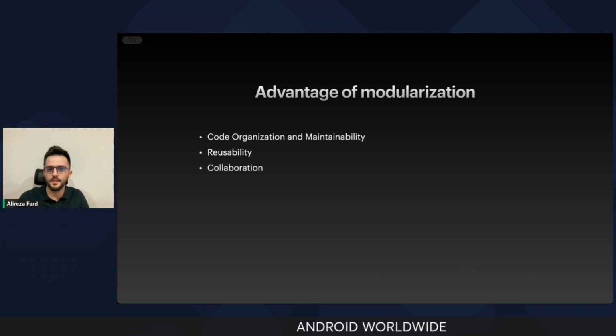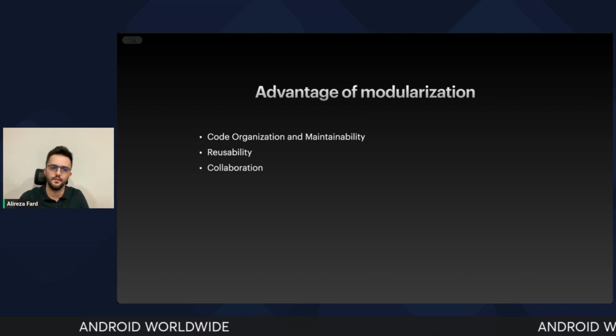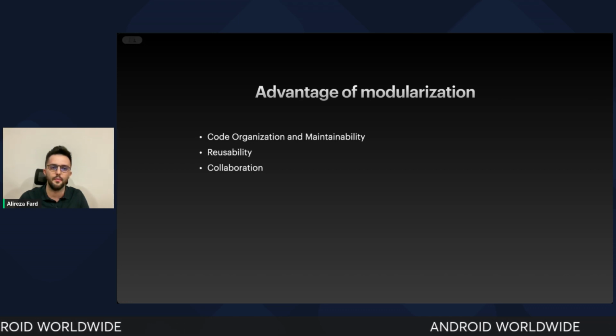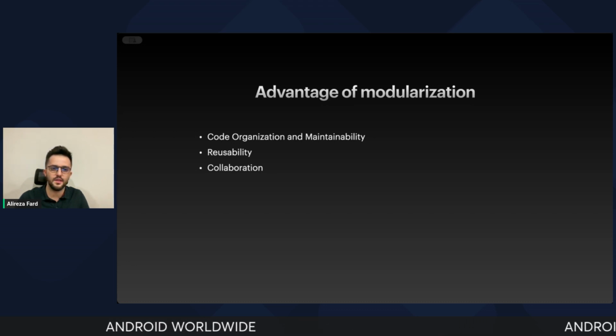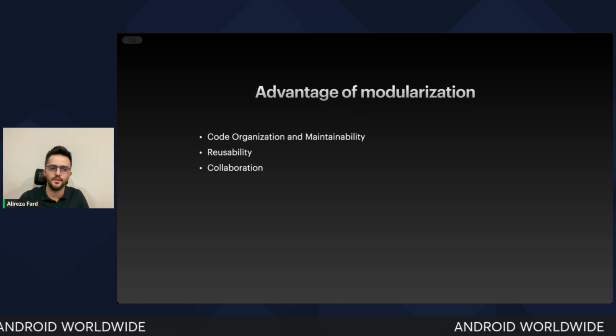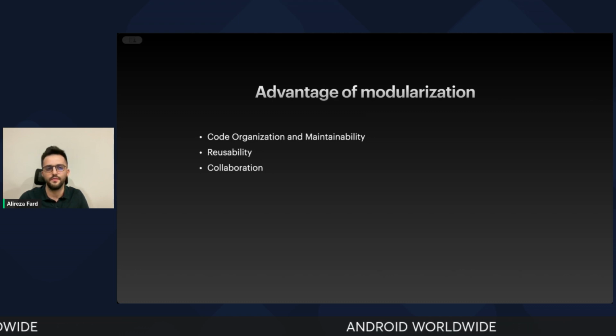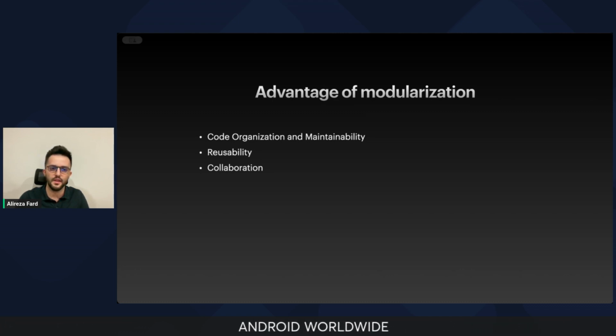The next thing is collaboration. Modularization enables parallel development and collaboration among team members. Different developers can work on separate modules without conflict, as long as they have an interface between modules, and the interface should be well defined.